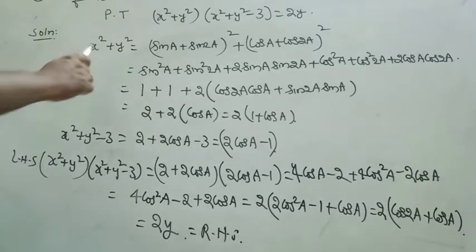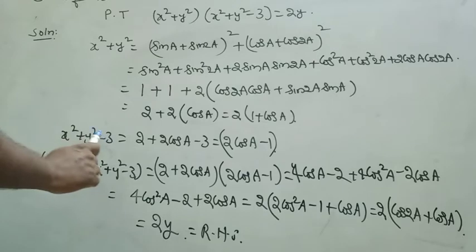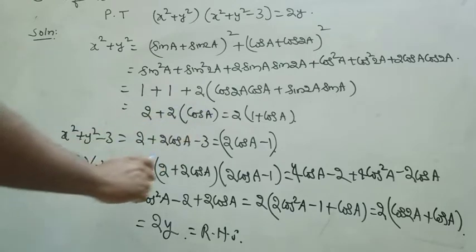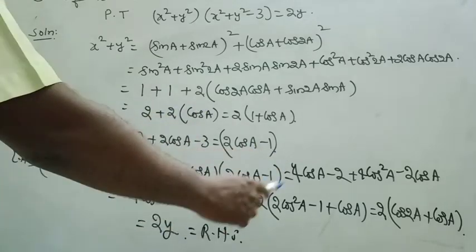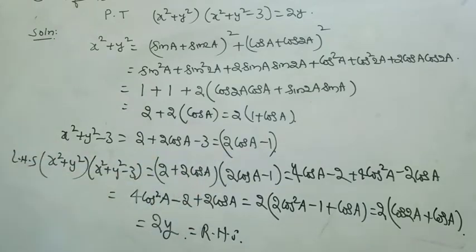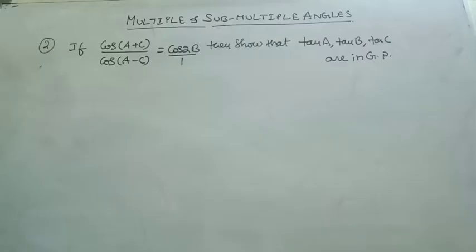So we did x² plus y², x² plus y² minus 3, we just multiplied and simplified, and we got it equal to 2y. That's very nice, right? Now see the second problem, my dear students.